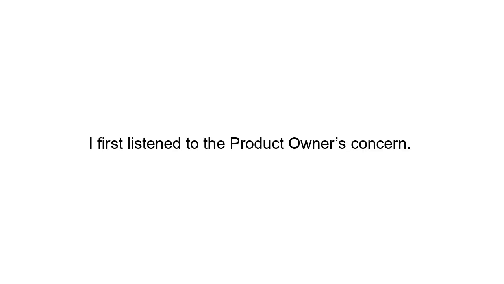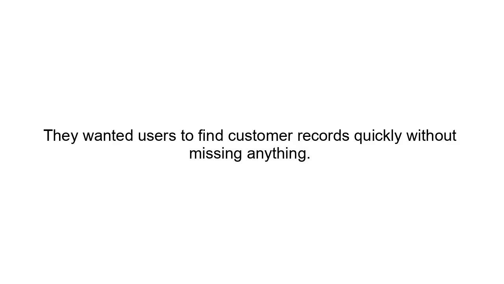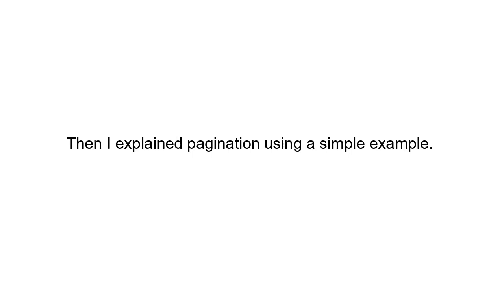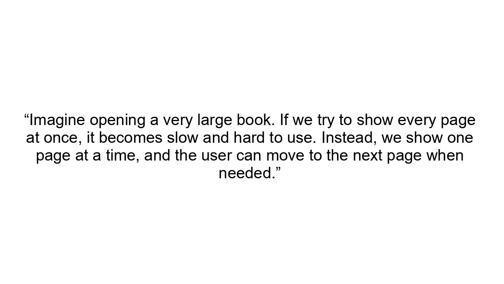Action: I first listened to the product owner's concern. They wanted users to find customer records quickly, without missing anything. Then, I explained pagination using a simple example. I said, imagine opening a very large book. If we try to show every page at once, it becomes slow and hard to use. Instead, we show one page at a time, and the user can move to the next page when needed.